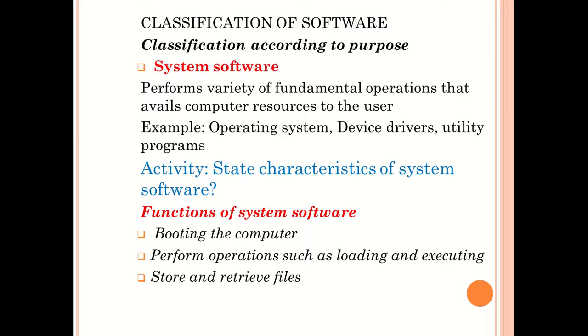Functions of the system software: one is that it is used in booting the computer. Booting the computer is basically the process of starting up your computer system. Number two, it performs operations such as loading and executing. As I said, if you want to load some instructions into your computer system, system software is the one that enables you to do that, because it has all the computer resources at its disposal. Another is that it stores and retrieves files, because it can access all the computer resources, and one of them is the hard disk. So it is able to store data in the hard disk and retrieve data from it when needed.